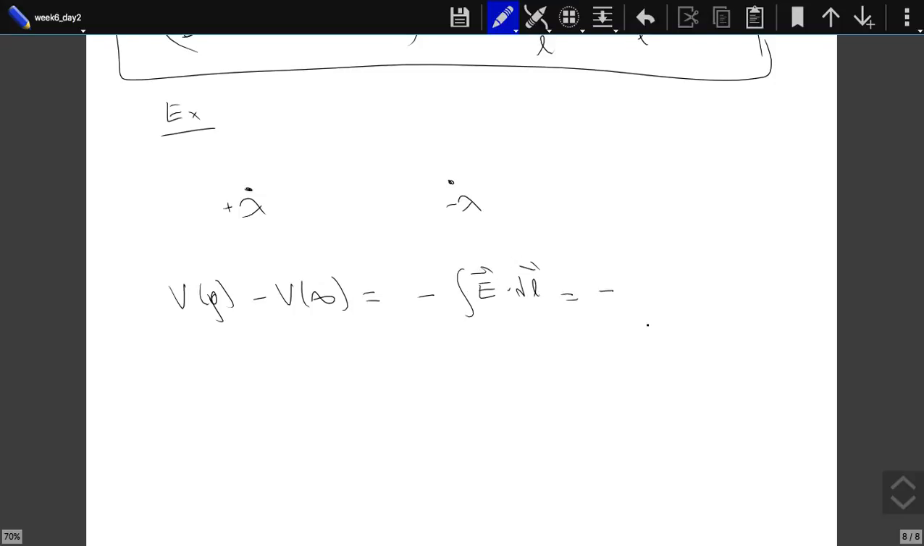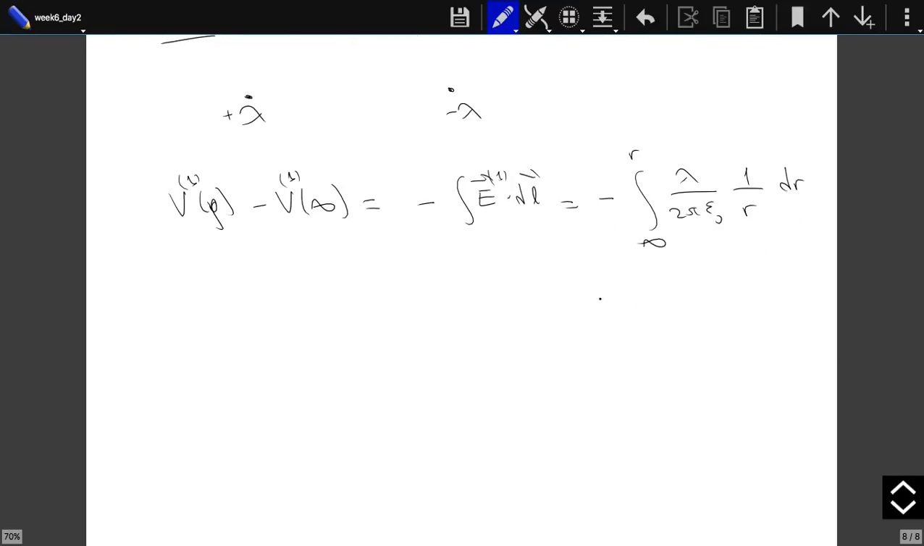But the electric field of a single wire is just lambda over 2 pi epsilon 0, 1 over r dr, from infinity to the distance r. But this is minus lambda over 2 pi epsilon 0 logarithm of r over infinity. Oops. It diverges. At least for a single wire, you cannot set the potential at infinity to 0.